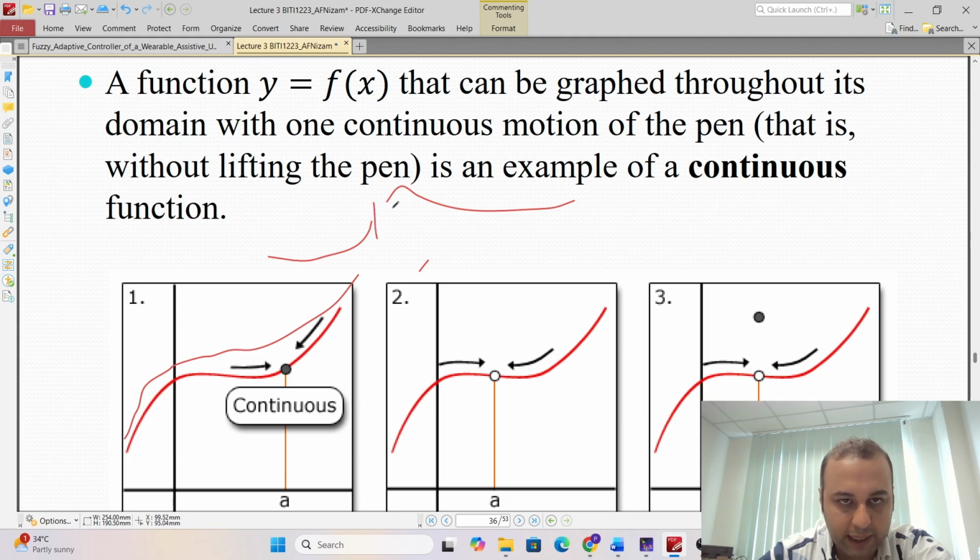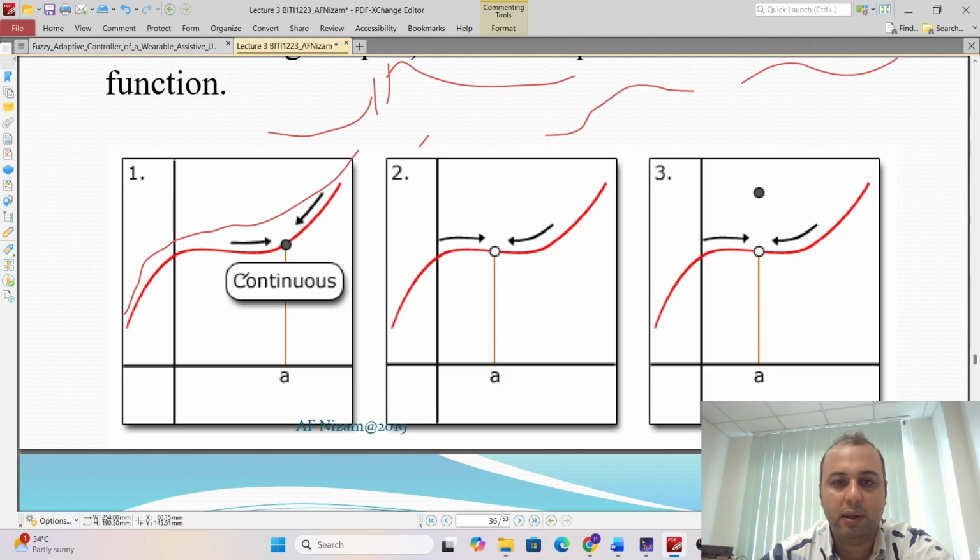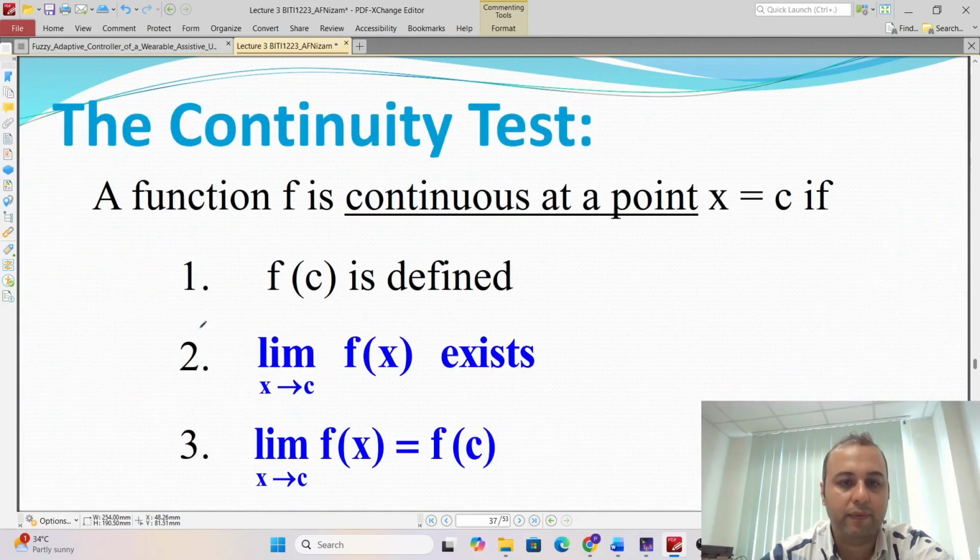But if there is a gap, right? If there is a gap, you cannot continuously draw. You have to lift up your pen and continue it. Okay, here are examples of continuous functions. These are continuous. This is a continuous function. This is not a continuous function. This is not a continuous function. This is a continuous function. Okay.